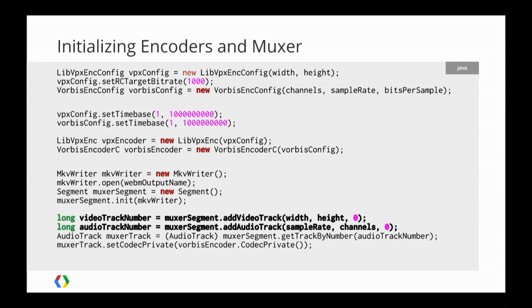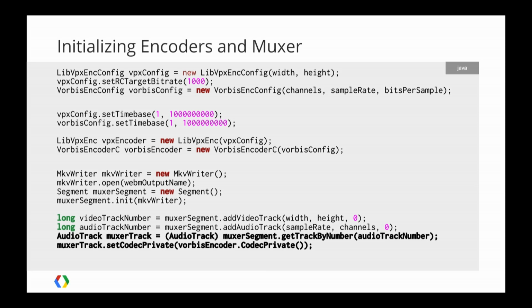The first two parameters are, I think, pretty self-explanatory, same as the config objects. The third parameter to add track is if you explicitly need to set a track number. For most applications, you won't need it. Passing in 0 to libwebm says, you pick the number, I'm okay with that.